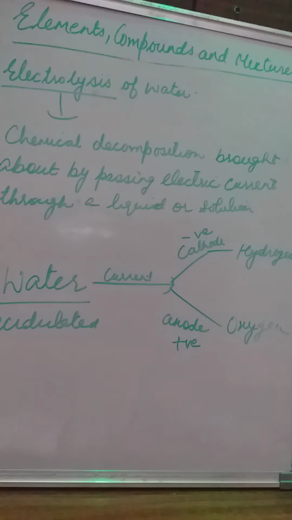Fine. Now what is the difference between electrolytic decomposition and thermal decomposition? Boys, electrolysis means electrolytic. So electrolytic decomposition means where the substance is broken down by passing an electric current. The next topic we are learning is thermal decomposition. Thermal means what? Heat. That is a decomposition of a compound by using heat.